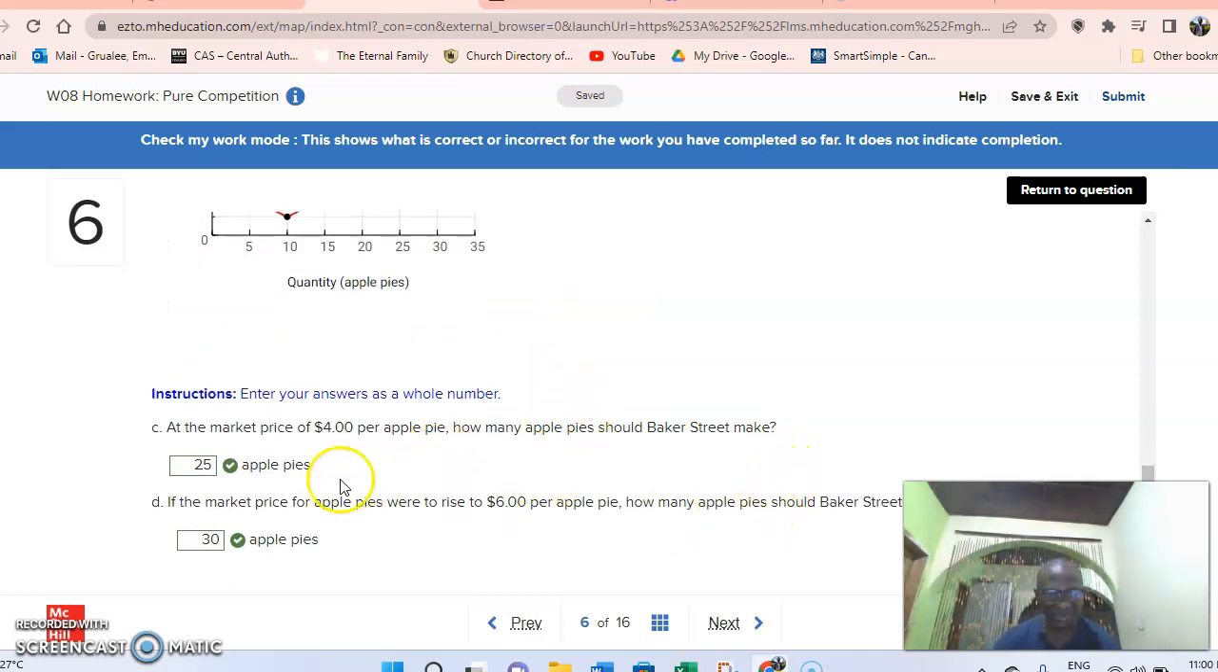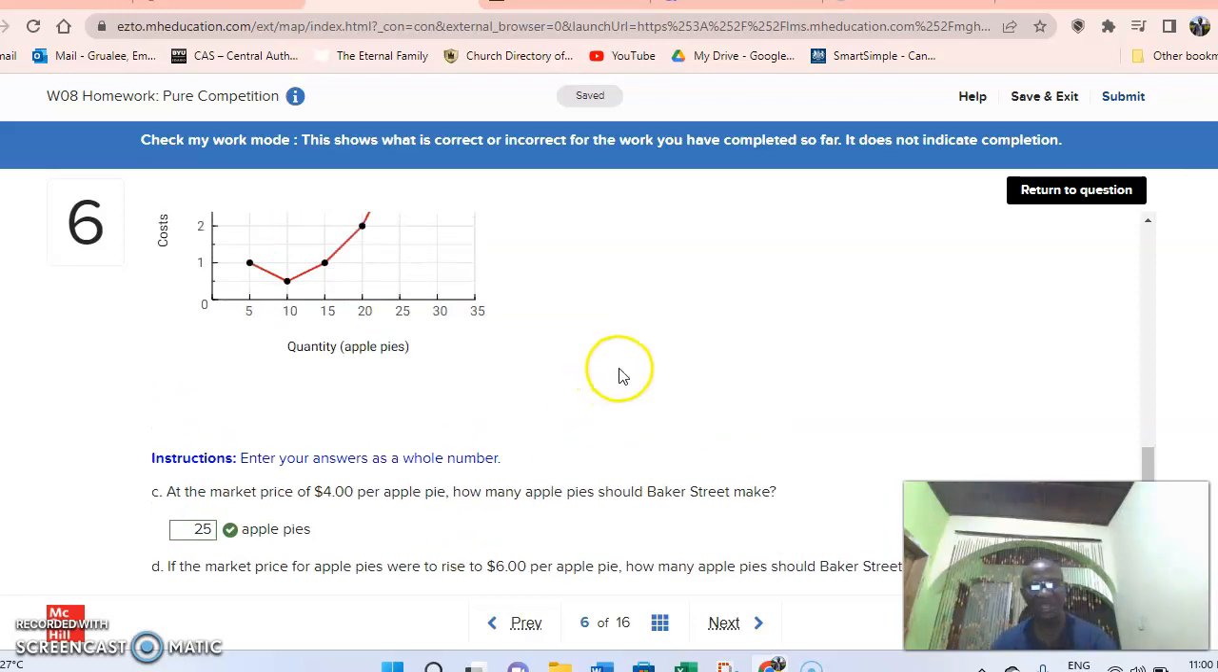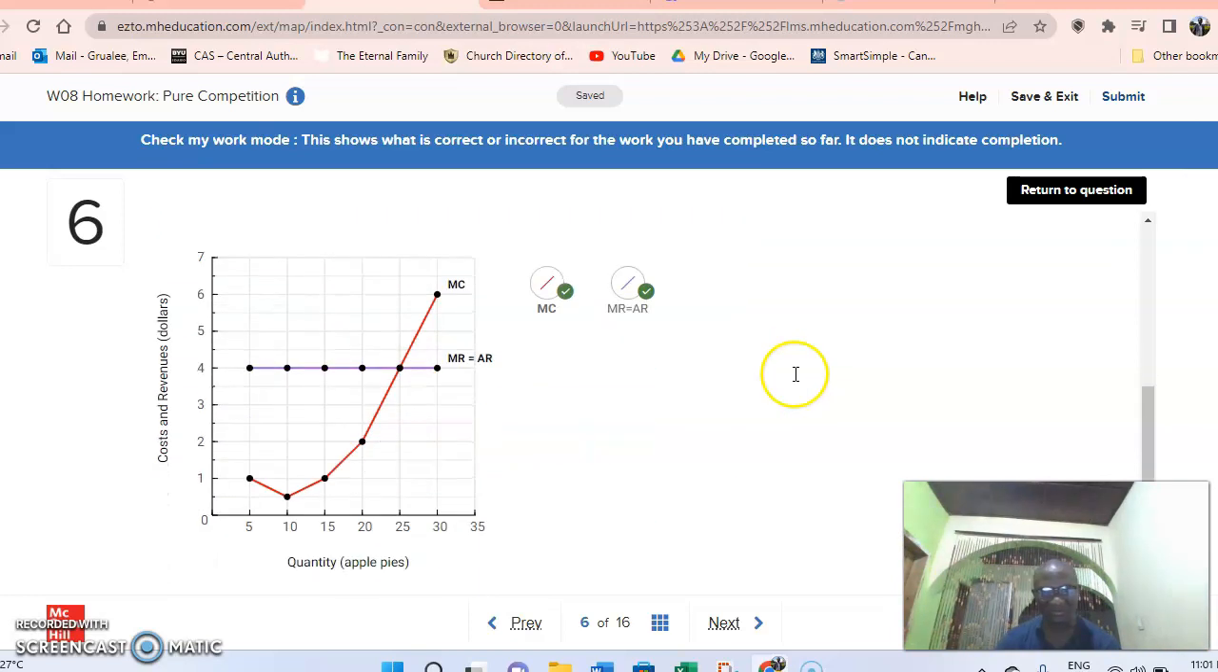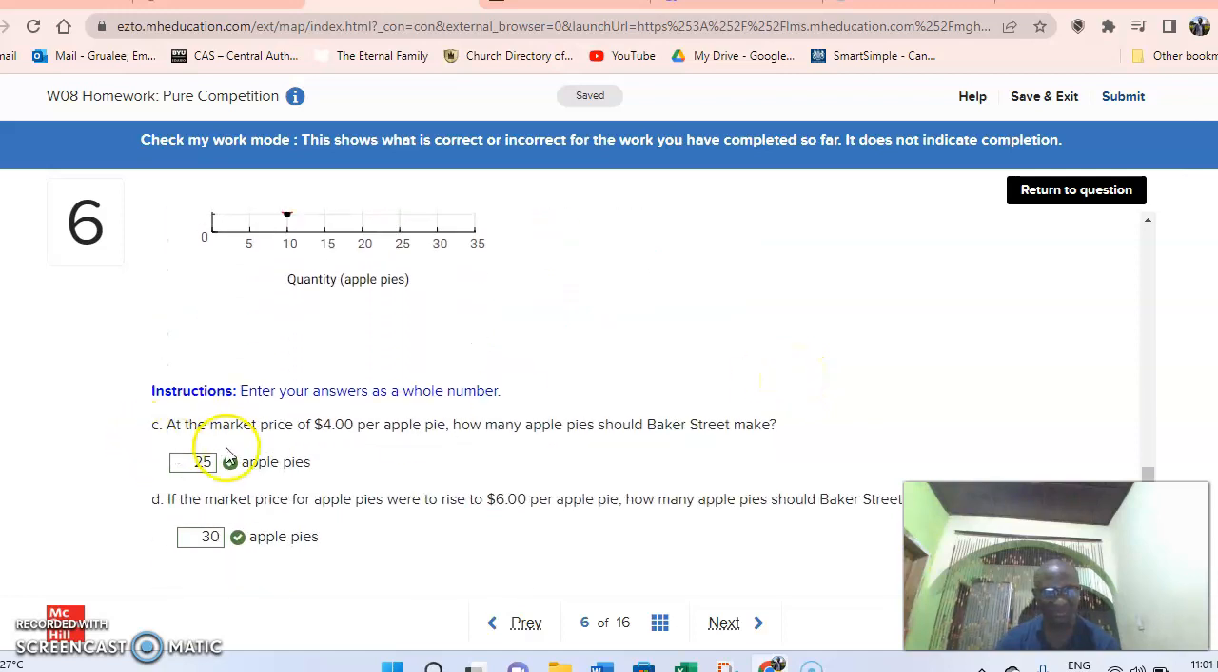So from there they ask you another question here. At the market price of $4 per apple pass, how many apple pass should Baker Street make? So you come to the graph. The price is the same as marginal cost. Once you hear the price, it is the cost. So at the cost of $4 here, how many quantity? Quantity will be 25. This is the quantity at the price of $4.